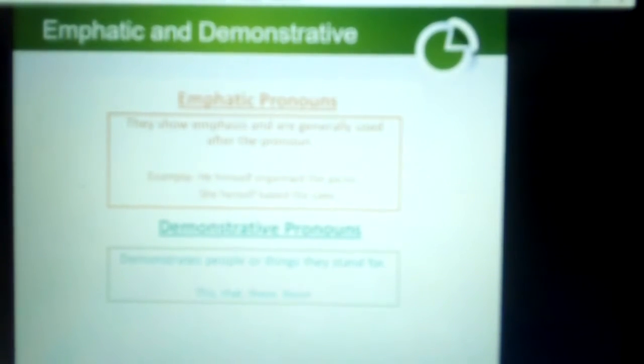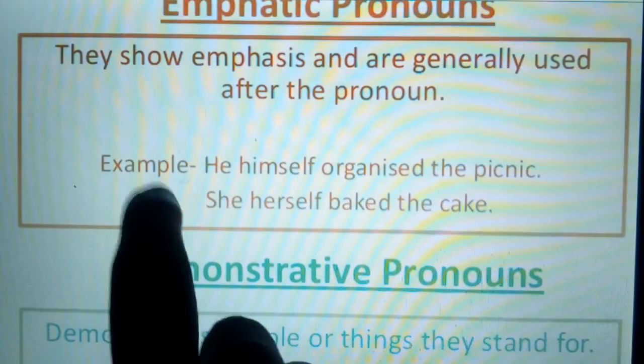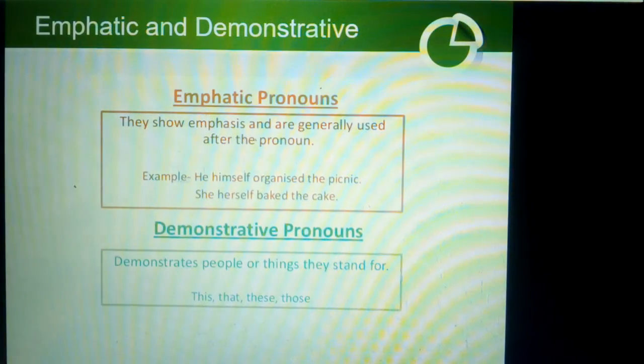Now the emphatic and demonstrative pronouns. Emphatic pronouns show emphasis and are generally used after the pronoun. For example, he himself organized a picnic, and the other example is she herself baked the cake. So, in these examples, himself and herself are emphatic pronouns. He is a pronoun and himself is an emphatic pronoun because it is used to emphasize.